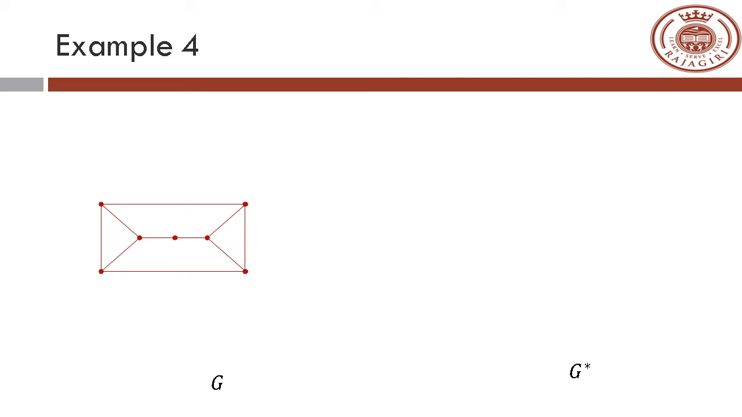Now example 4. To construct its dual, in this planar graph, the region is divided into 5 regions, that is 4 interior and 1 exterior region. You can see the construction of the dual graph like this.